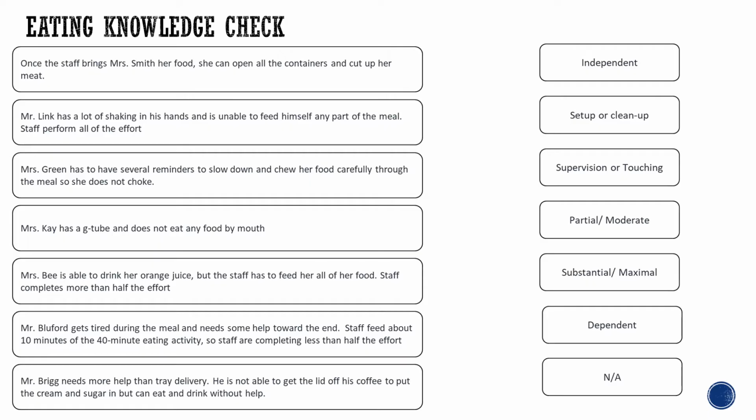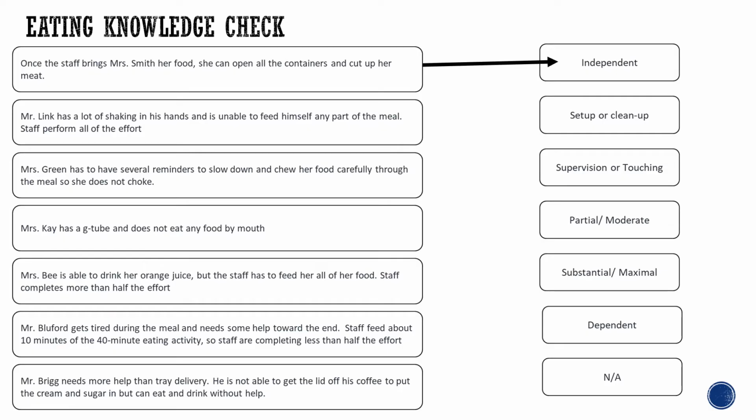Once the staff brings Ms. Smith her food, she can open all containers and cut up her meat. How should we code Mrs. Smith's eating? Mrs. Smith would be coded independent. She can do everything herself, including the setup assistance of her tray.